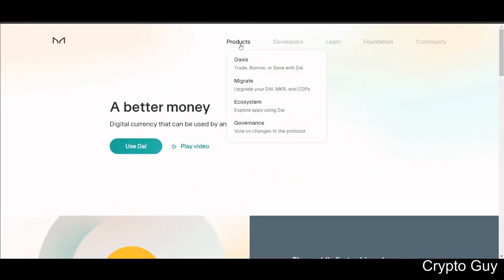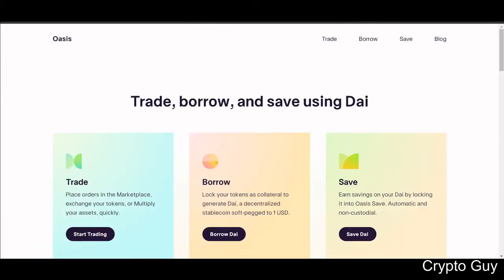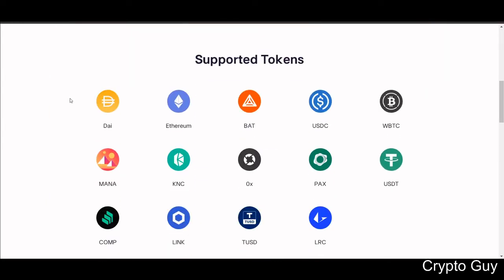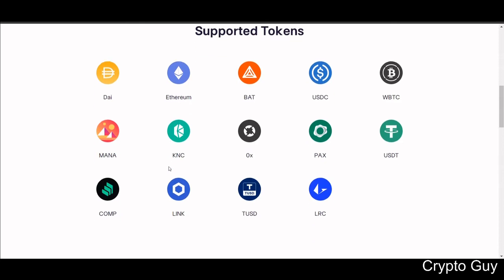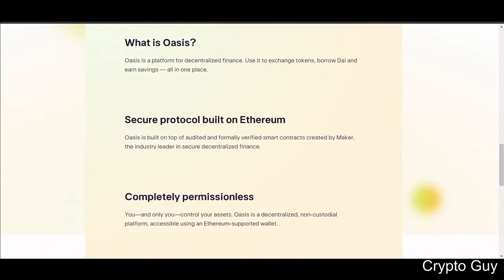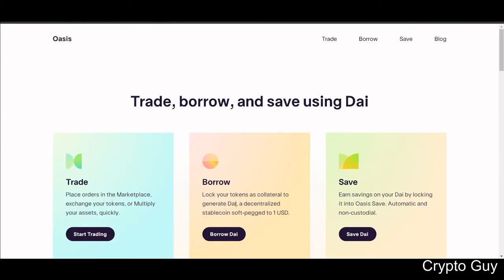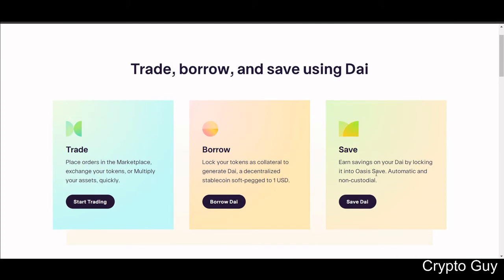In the product you can see that they have the main things: Oasis, migrate, ecosystem and governance. In Oasis, if we go here, you can see that there are three different platforms. The first one is where we can start trading, place orders in the marketplace, exchange your tokens or multiply your assets quickly. These are all the supported tokens: DAI, Ethereum, BAT, USDC, Mana, Cyber Network, OX, PAX, USDT, all the famous ones. And what is Oasis? Mostly you can trade, and you can also lock your token as collateral to generate DAI, a decentralized stablecoin soft pegged to $1. You can borrow it and you can also save it and make money.